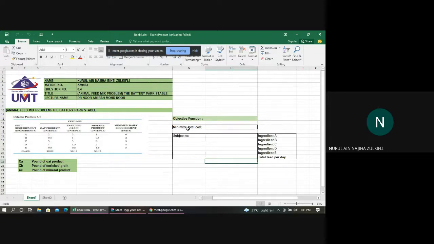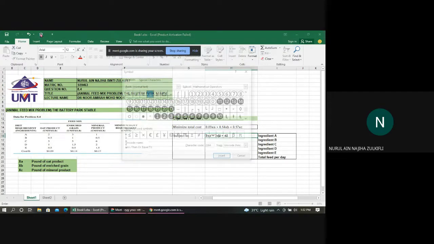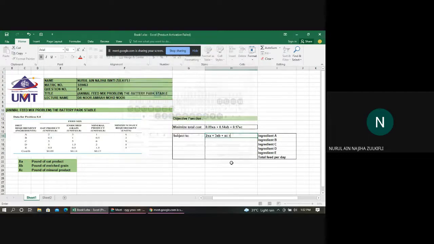So the objective function is minimize total cost, which is 0.09 XA plus 0.14 XB plus 0.17 XC. And then subject to, for the ingredient A, 2XA plus 3XB plus XC. So this is greater than 6.